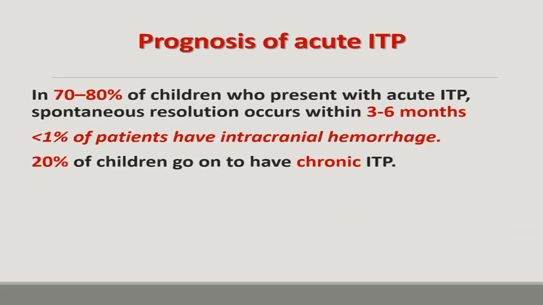Prognosis of ITP: in 70 to 80% of children who present with ITP, there will be spontaneous resolution within 3 to 6 months. Less than 1% have intracranial hemorrhage. Fortunately, it is very rare. While 20% of children are going to have chronic ITP, which is persistence of symptoms for more than 1 year.